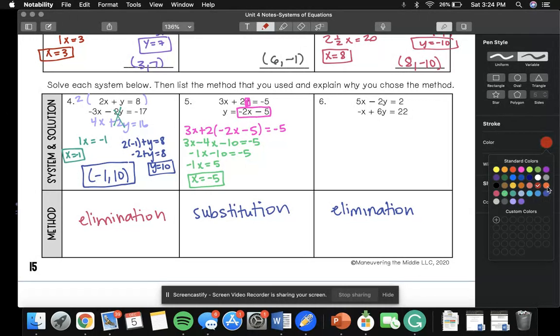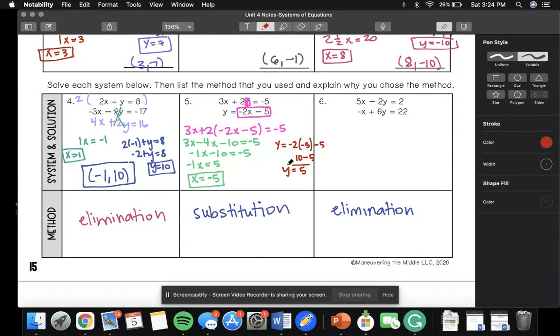Okay. Then to figure out the other one, y equals negative 2x minus 5. We just figured out that x is negative 5. Negative 2 times negative 5 is 10. 10 minus 5 is 5. So the solution would be negative 5, positive 5.